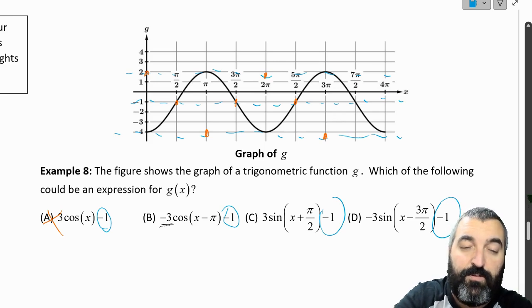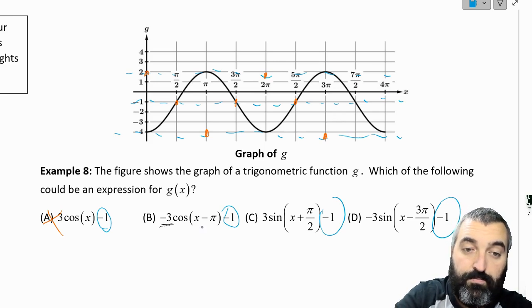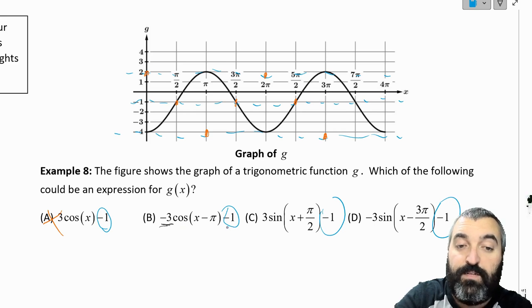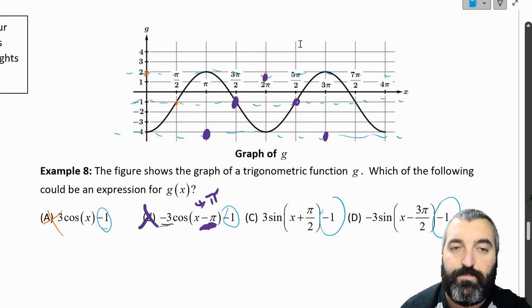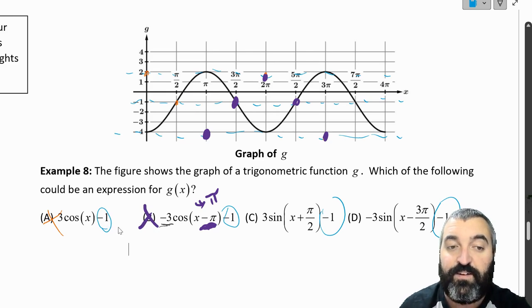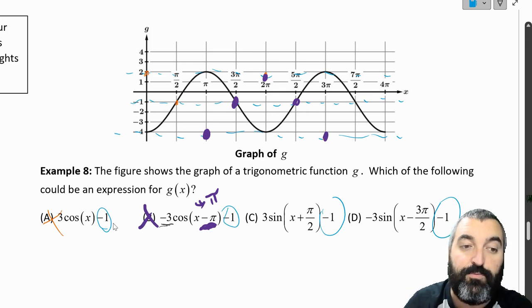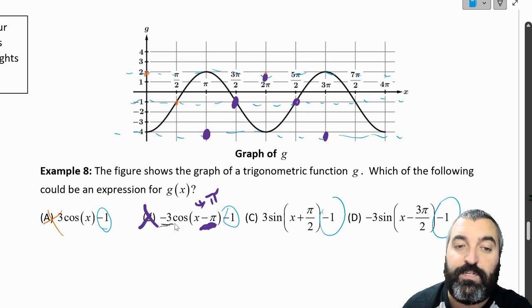The next one I already talked about. Normally, if you had negative 3 cosine of x minus 1 without the minus pi, you would be starting here and it would be working. But this is telling us to move to the right by pi. Well, pi is the second tick mark, so I'm starting here and then doing the cosine pattern. Well, guess what? These two answers, A and B, are actually the exact same graph. They look different algebraically, but they end up giving you the exact same graph.